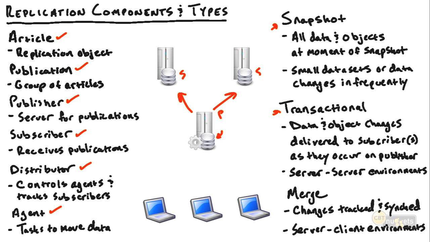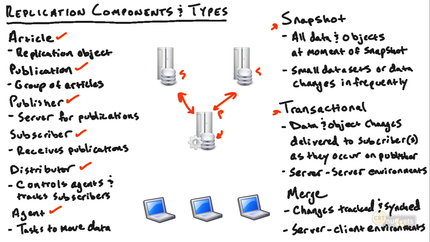Now, there is another form of transactional replication called peer-to-peer transactional replication. And what that does is it takes our one-way street here, where everything that happens on the publisher gets pushed out to the subscribers, and turns it into a two-way street, bidirectional replication. So things that happen on the subscriber can now also be pushed back to the publisher.